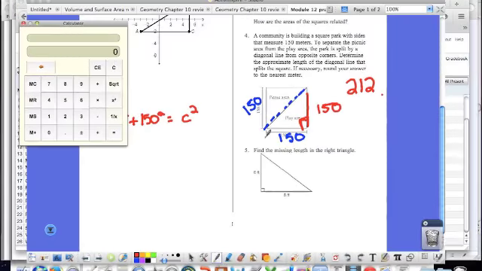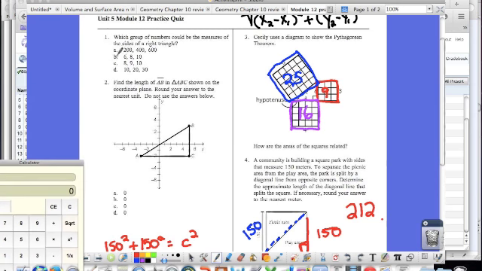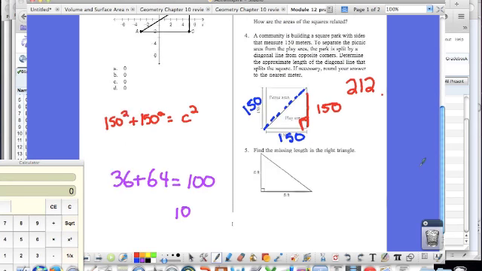Find the missing length in the right triangle. Are we finding a leg or a hypotenuse? Hypotenuse. One of the legs is 6. What's 6 squared? 36. And the other one is 8. What's 8 squared? 64. So 36 plus 64 equals 100, and the square root of 100 is 10. I just want to point something out here, guys. Look at B in number 1. 6, 8, 10. I didn't plan that, but it's pretty ironic.